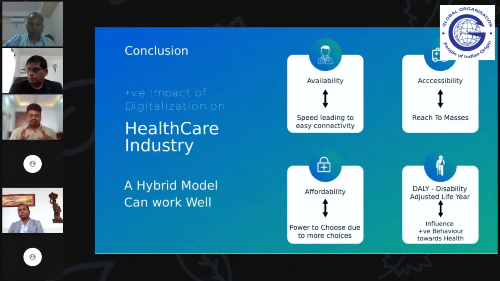So in the conclusion slide, I wanted to show that digital is putting a positive impact on the healthcare industry, and this hybrid model is going to work very well, right? You can see here that for the availability issue in healthcare, the speed comes from digital. Digital has that element of speed that I was talking about earlier. It gives a solution to the availability part, because at the click of a button the patient can very fast connect to the doctor.